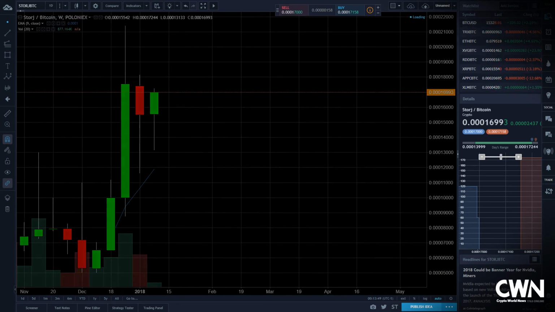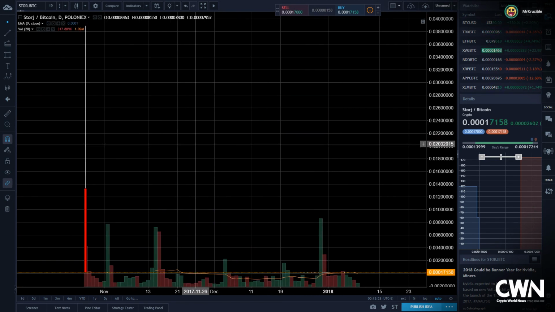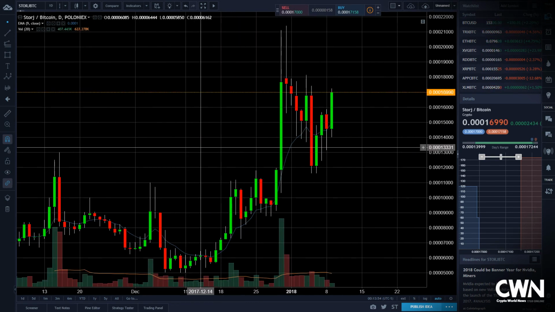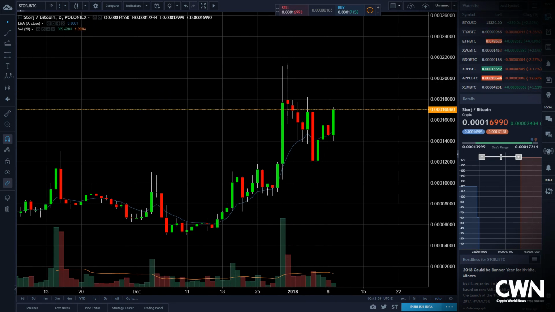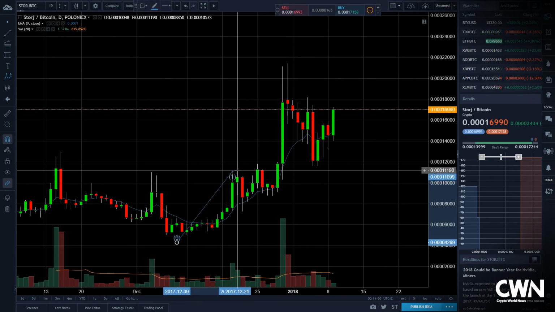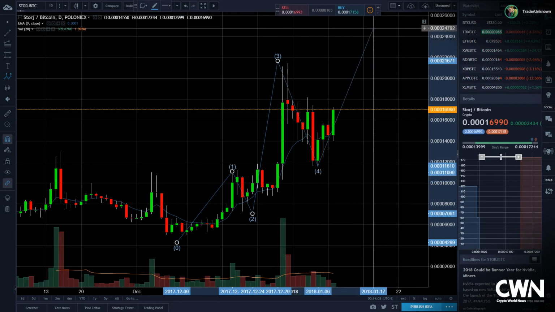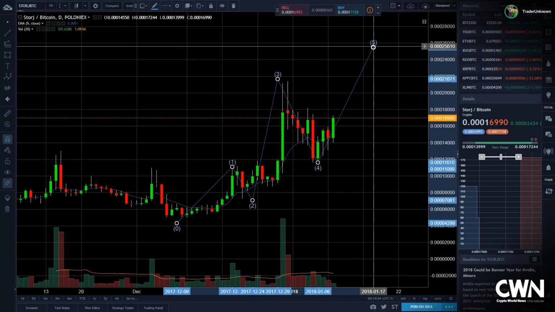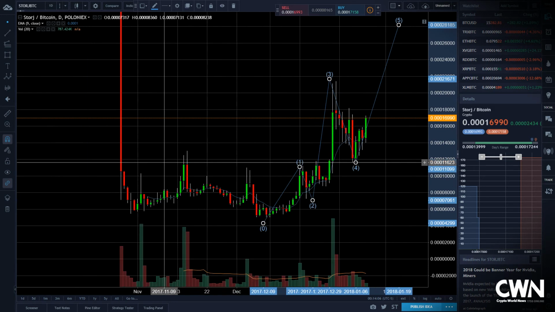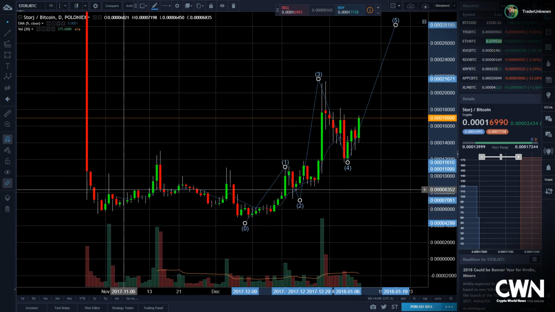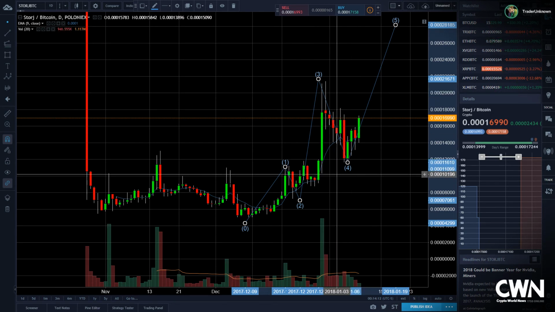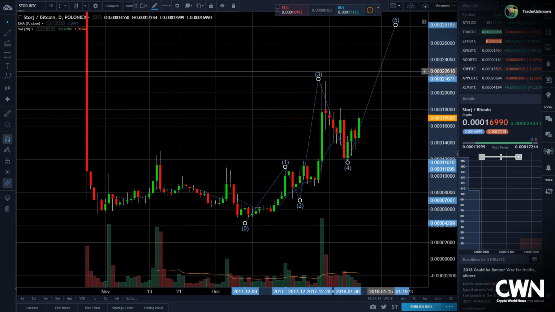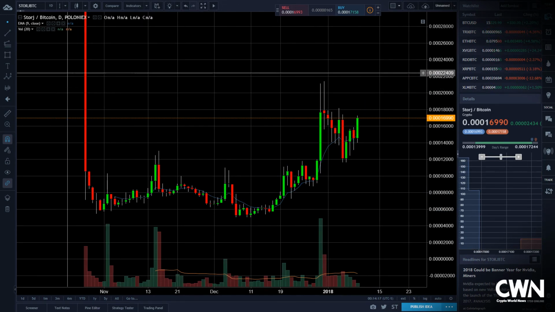Weekly chart. Go down to the daily. Looks like a 1, 2, 3, 4 to me, guys. Possibly starting a 5th wave higher. This could be our 1, 2, 3, 4, 5 ABC. So we could count it that way too. Let's go ahead and see what that looks like.